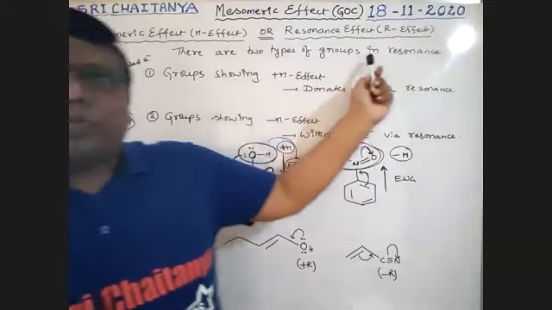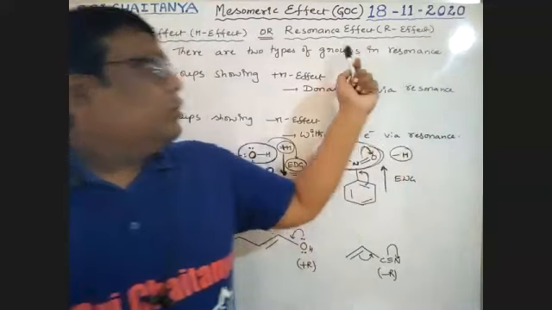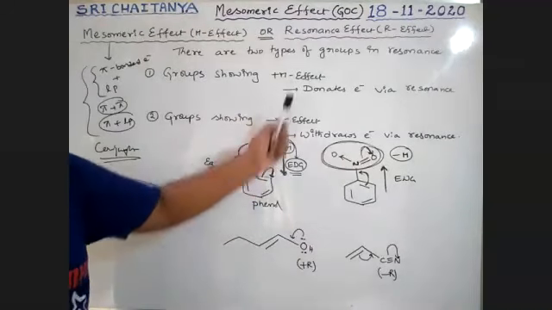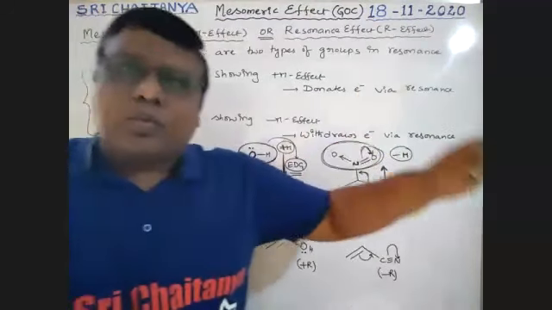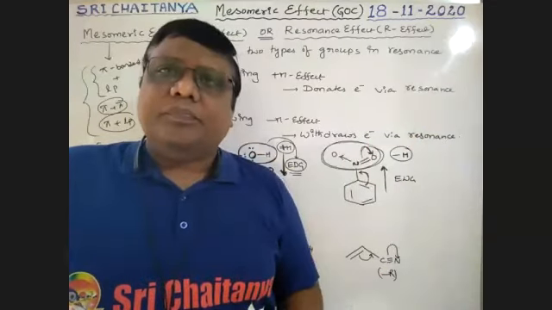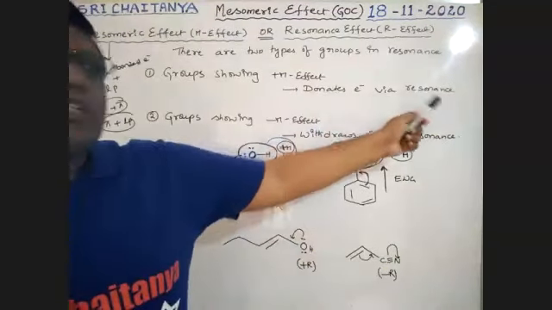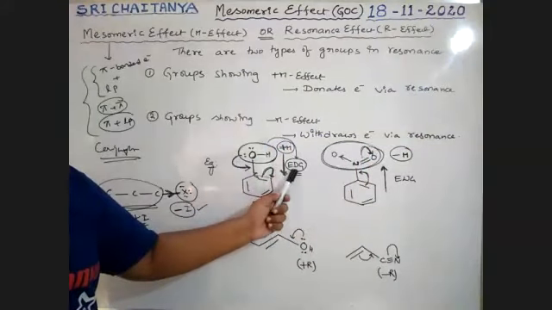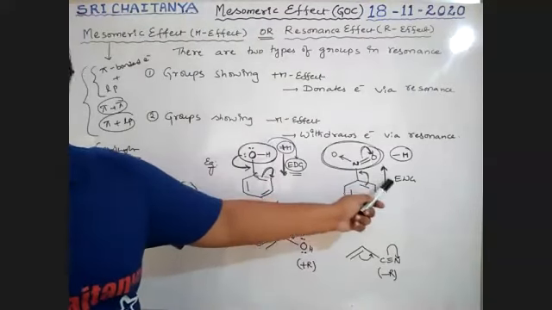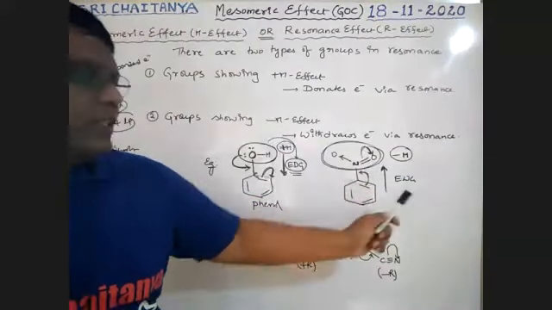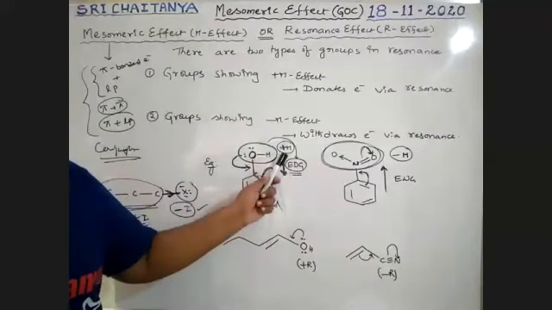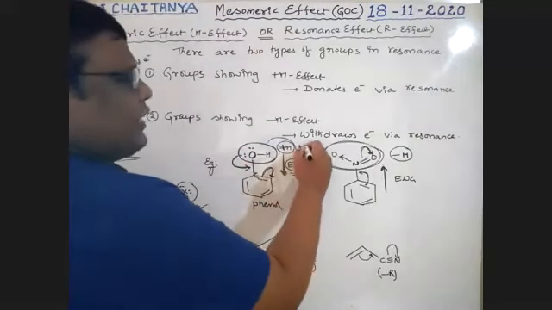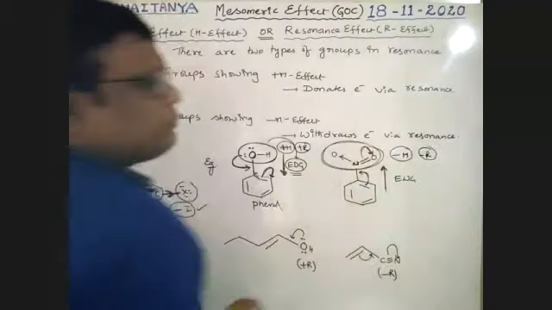There are two types of groups in resonance: those groups which show plus M effect, and those groups which show minus M effect. Plus M effect means it donates electron pairs to carbon or the system. So it donates electrons via resonance or withdraws electrons via resonance. Donating electrons via resonance makes it an electron donating group. Withdrawing electrons through resonance makes it an electron withdrawing group. Donating groups create plus M effect. Withdrawing groups create minus M effect, or plus R effect, or minus R effect.